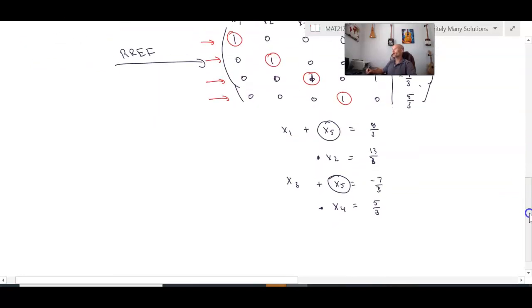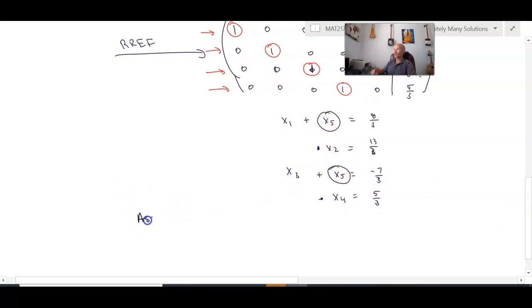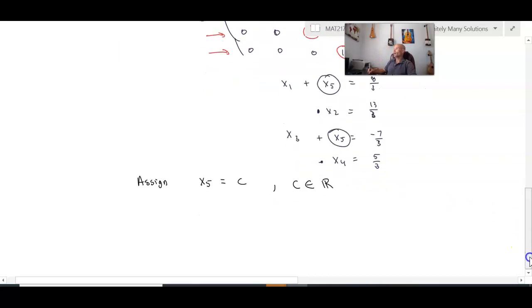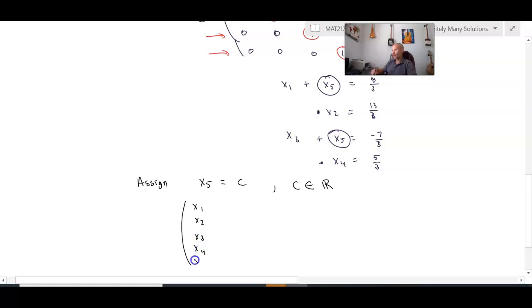And we've confirmed our instincts here. So if we assign x5 to equal some constant c, where c is just an element of the real numbers, it's just going to be some real number, then our solution set will take on the following shape. Now, I'm not going to write this as an ordered quintuple, as we would say. I'm just going to write this out in a vector form. Now, you can write it as just these 5 values separated by commas, but it's a little bit easier to read visually if you write it in this vector form.